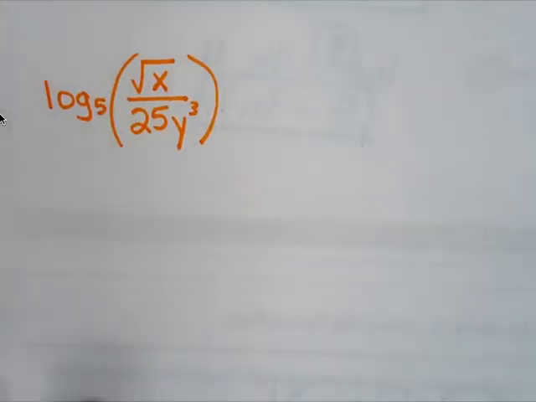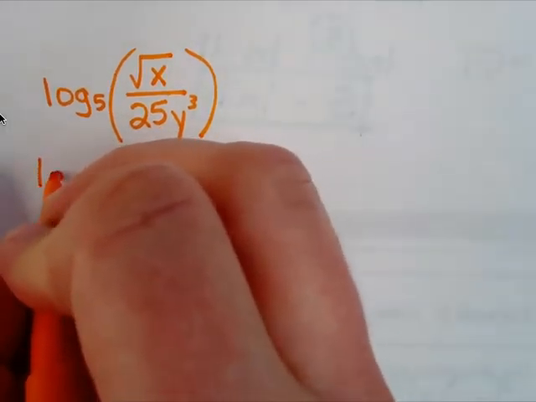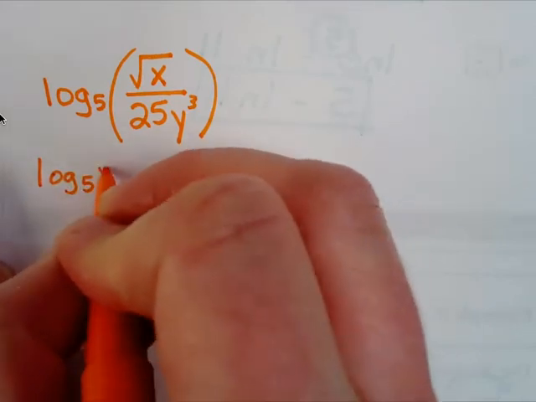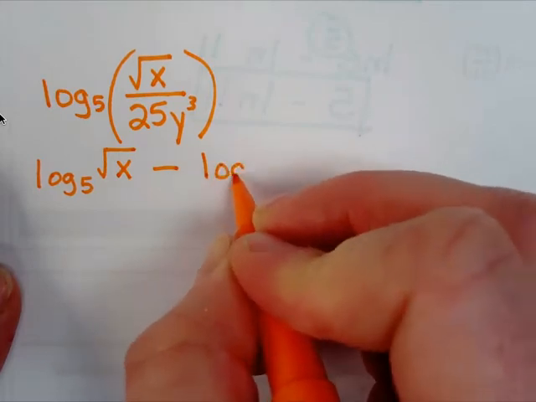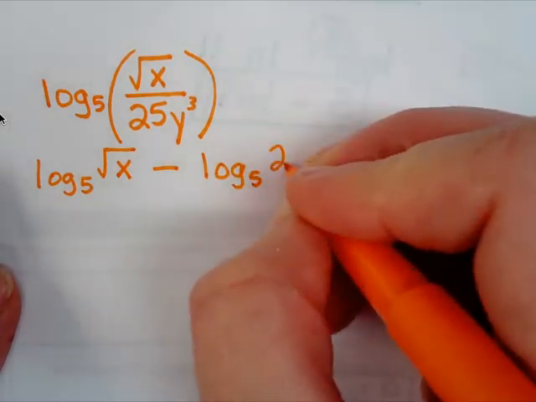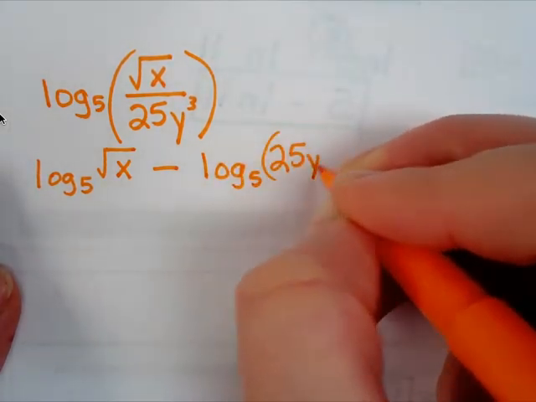All right, so how can we separate things out because we have division? Subtract. So we're going to write this as log base 5, the square root of x, minus log base 5 of parentheses 25y cubed.